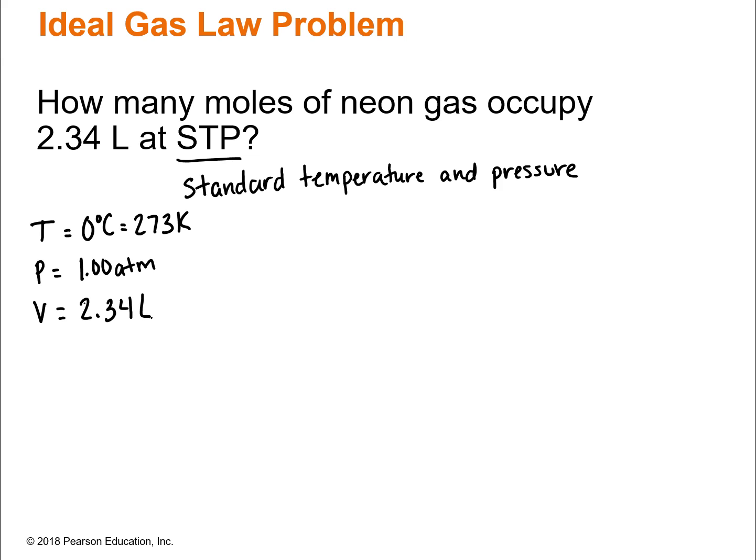We're given the volume, 2.34 liters, and the question is asking how many moles. So we've got pressure, temperature, volume, and we're looking for moles. That can only mean one thing: the ideal gas law. The only law that we've gone over that has moles incorporated is the ideal gas law. So if you have a question about how many moles, or if you're given a number of moles or a way to get to moles, that means you have to use the ideal gas law. We good so far?